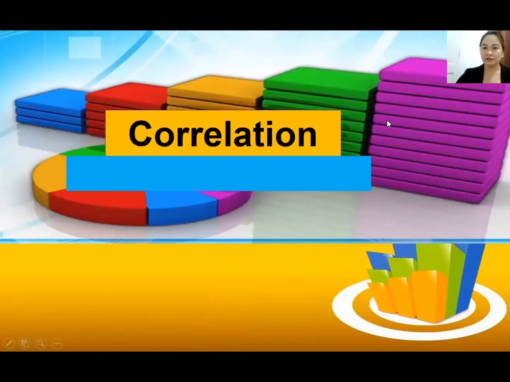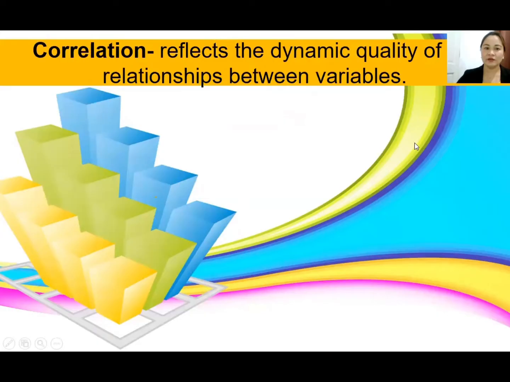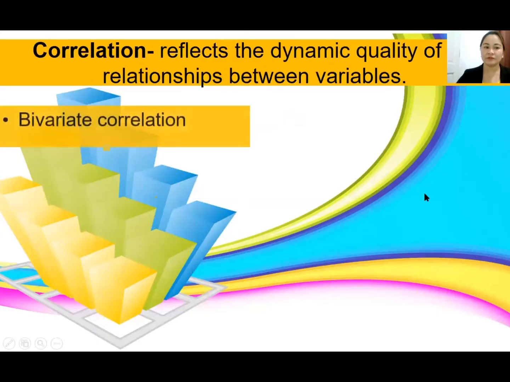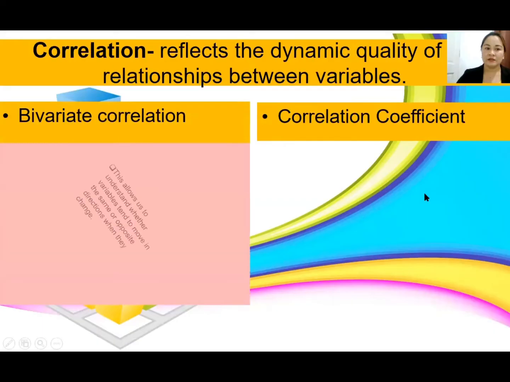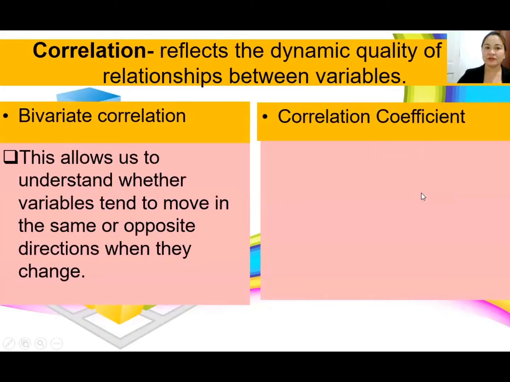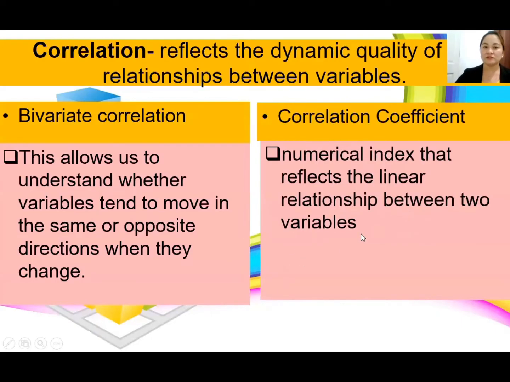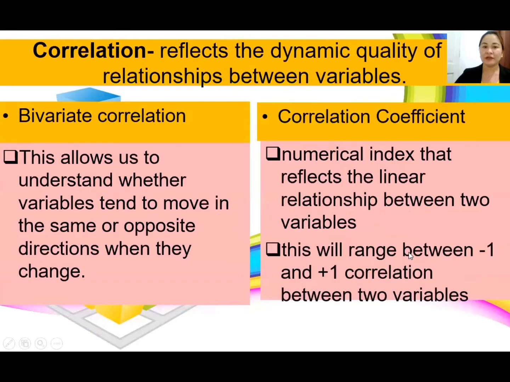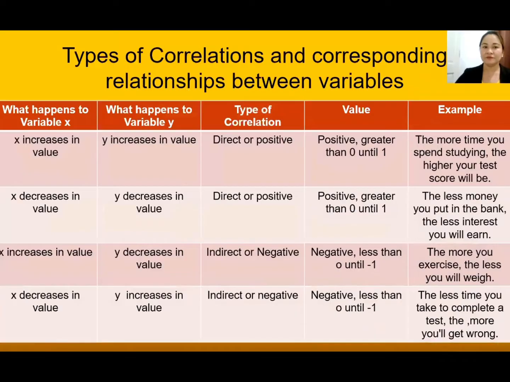What is correlation? Correlation reflects the dynamic quality of the relationship between two variables. So this allows us to understand whether the variables tend to move in the same or opposite direction. It is a numerical index that reflects the linear relationship between two variables, and this correlation ranges from -1 to +1. There are 4 types of correlation and their corresponding relationship between these variables.